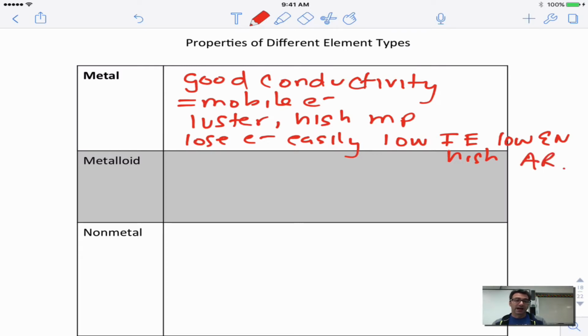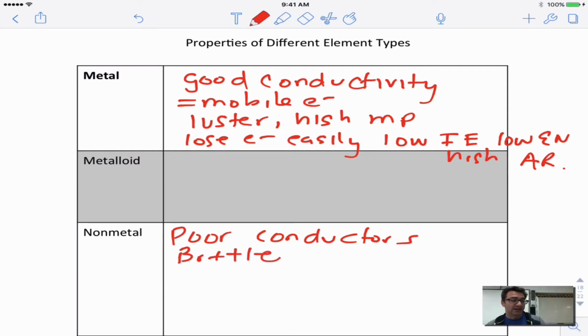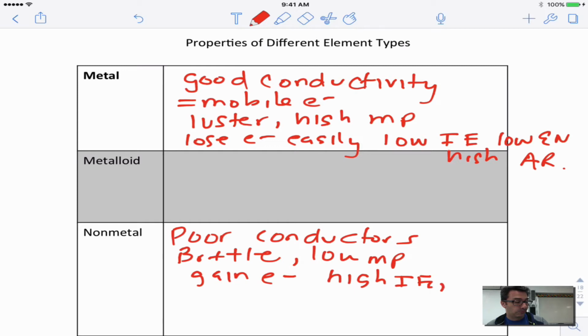Now, if I go to a nonmetal, we see a lot of the opposite types of things going on. For example, we see things like poor conductors. We see that they are brittle, that they're lackluster, that they have low melting points, and that they tend to gain electrons. This is mainly because of their high ionization energy, their high electronegativity, and their small radii.